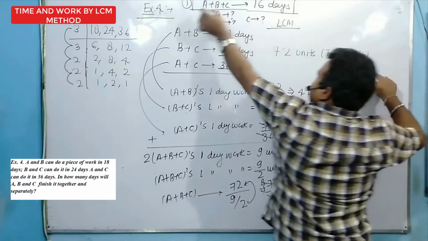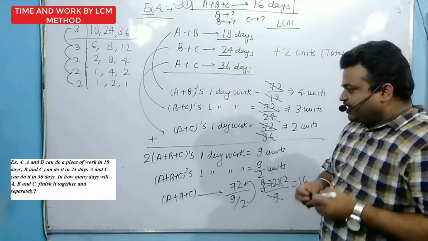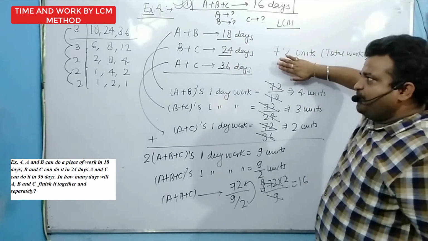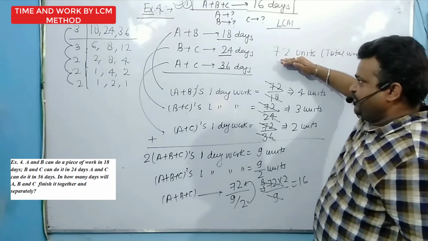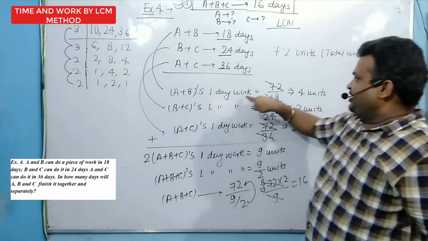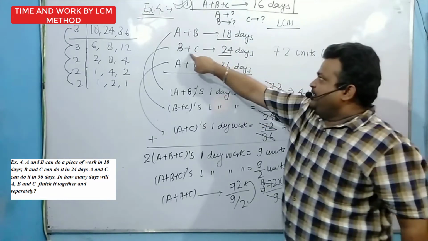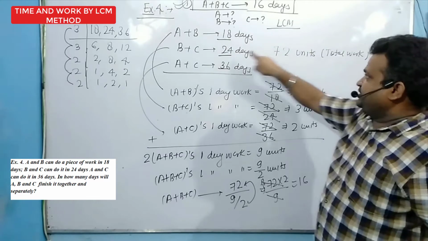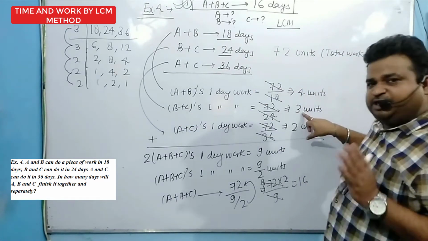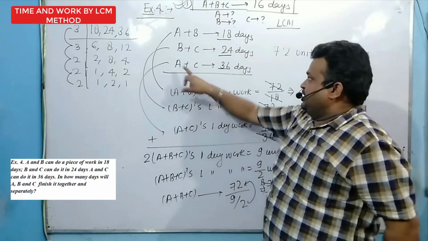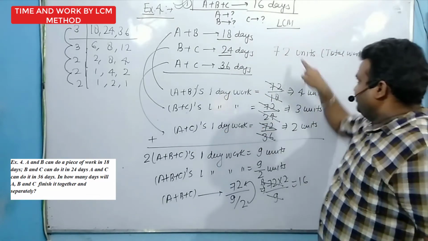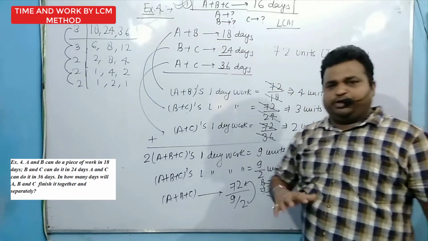So the first problem is solved. Again I am repeating, the LCM of 18, 24, 36 gives you the total production, the total units we need to complete. In 72 units of production, A plus B take 18 days, so A plus B's 1 day work is 4 units per day. B plus C take 24 days, 72 divided by 24, so 3 units per day. A plus C complete 72 units in 36 days, 72 divided by 36, so 2 units per day.